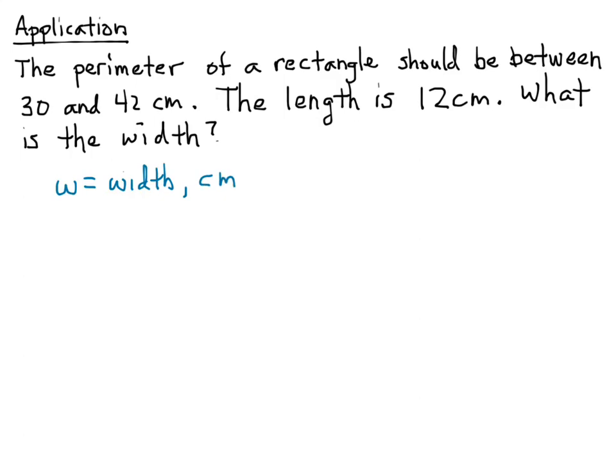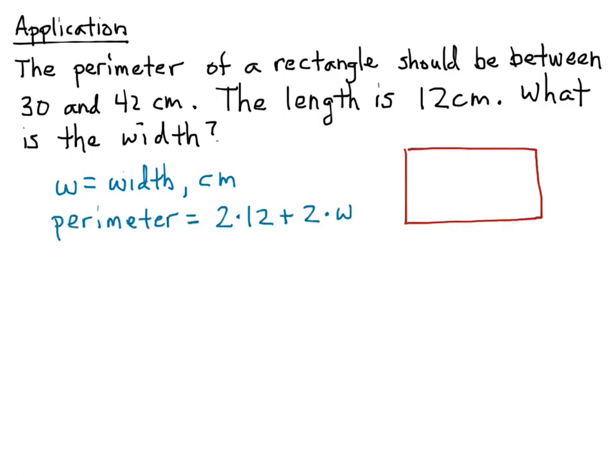Okay, so we're looking for the width, and so that's the first variable that we want to define. W equals the width. And then we have to know the definition of a perimeter. Basically it's the sum of all the sides. And so the perimeter is 2 times 12, because the length is 12, and then it's 2 times W, which is the width. And so we can simplify that 2 times 12 into 24, and just write our perimeter as 24 plus 2W is going to be the perimeter.